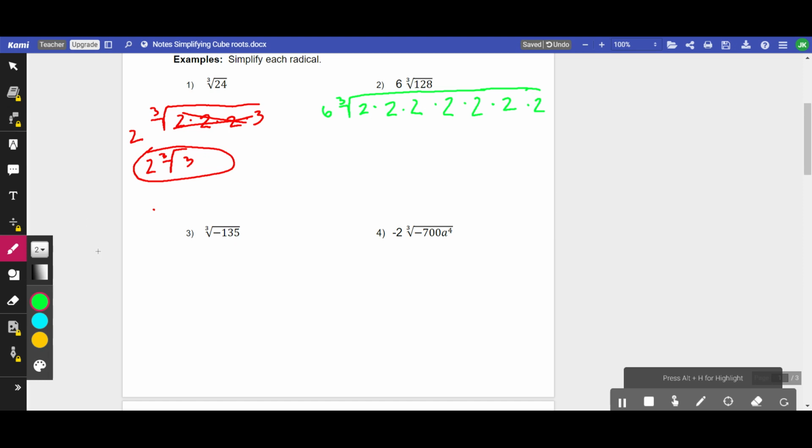And so remember, for every group of 3, you'll bring one of them out. So you're going to actually bring 2 of them out here. For this group of 2s, you can bring 1 outside here, and then you'll be able to bring another set of 2s out here because of this one. So then you can multiply these 3 outside. So 2 times 2 times 6, that'd be 24 outside. And then you'll have the cube root of 2 is the only thing you have left inside then.